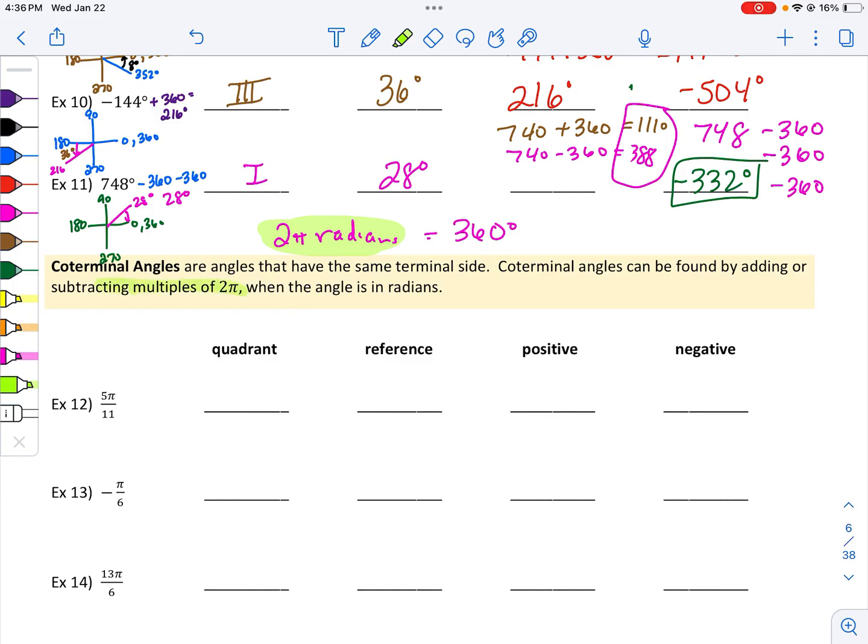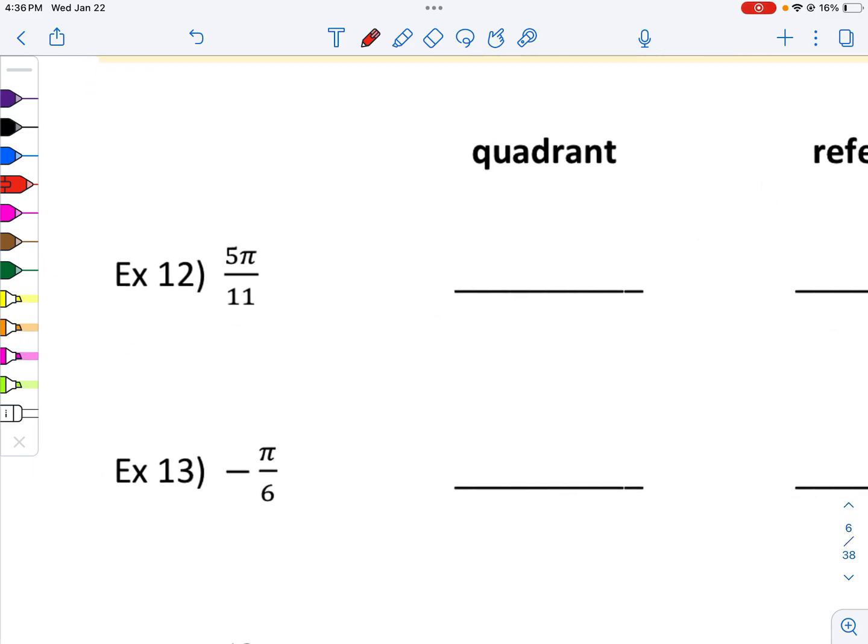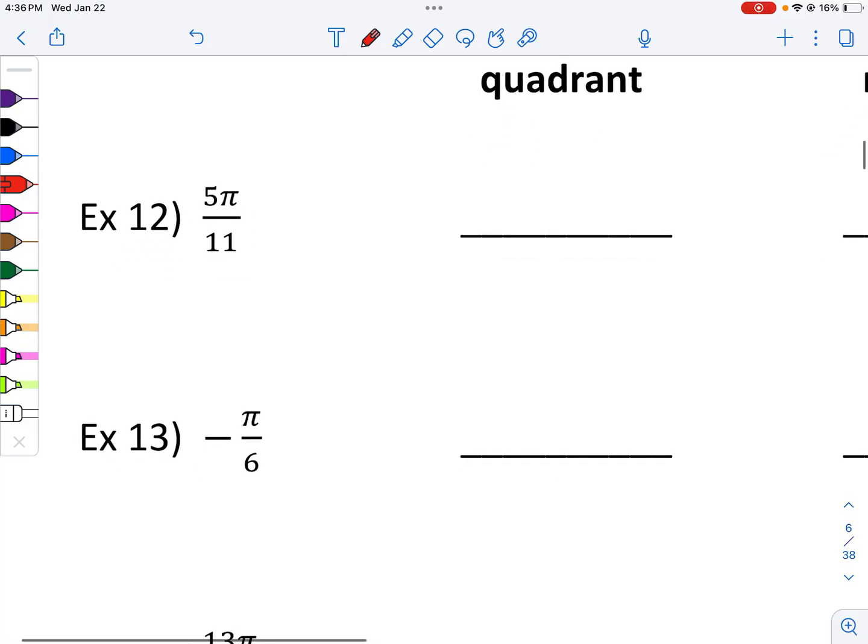Today we're going to do the same thing, except we're going to be in radians. So we're going to add or subtract multiples of 2 pi. 2 pi and 360 are equivalent to each other, so we're going to do the exact same thing, just measuring in terms of radians. Our magic number for that is adding and subtracting a full circle, which is 2 pi. All right, so we're going to start with the first example, number 12, 5 pi over 11.